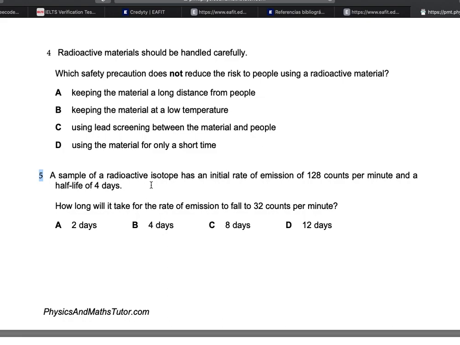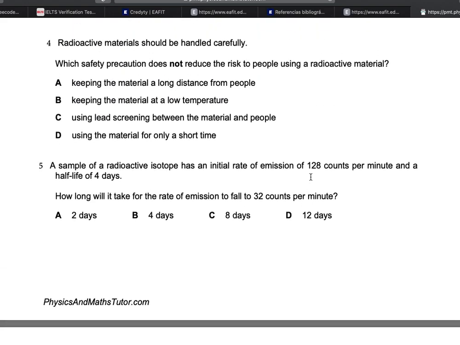A sample of radioactive isotope has an initial rate of emission of 128 counts per minute and a half-life of 4 days. How long will it take for the rate of emission to fall to 32 counts per minute? So it's the same thing, you just have to take into account that the half-life is 4 days, and the beginning of the counts was 128 counts per minute.